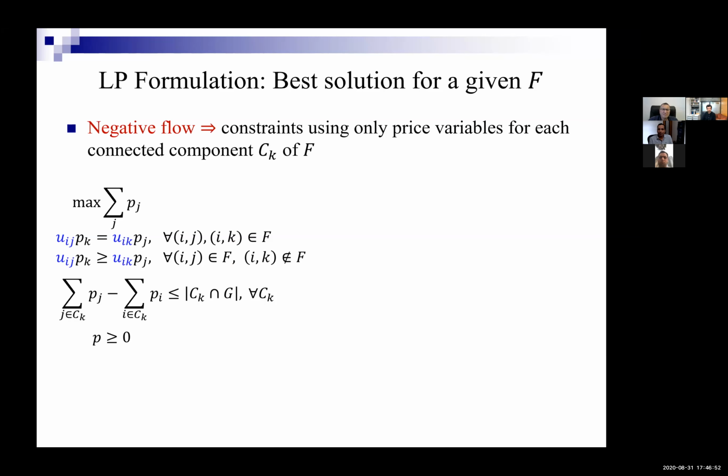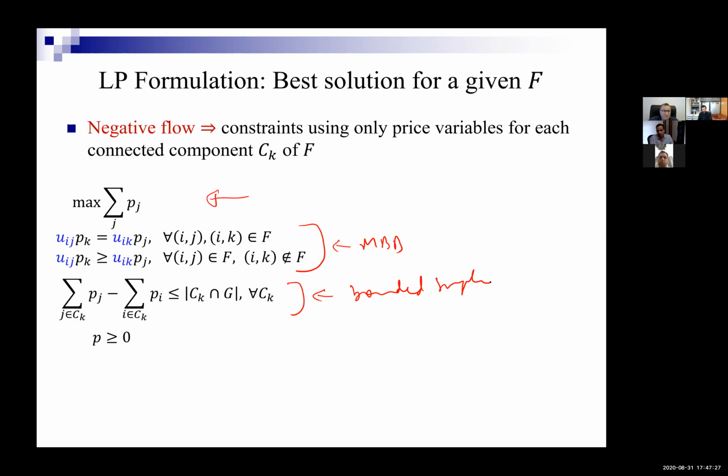And here we crucially use the fact that we allow negative flow on F. Because if we allow negative flow on F, then we can write the best-solution-for-a-given-F problem in terms of only price variables. We don't need to worry about the flow variables. So here we want to maximize the prices, and this is the MBB constraint: the arcs in F should be MBB. And this is the bounded surplus: the surplus should be bounded. This is the LP we want to solve. And if we can solve this LP in strongly polynomial time, then we are done.